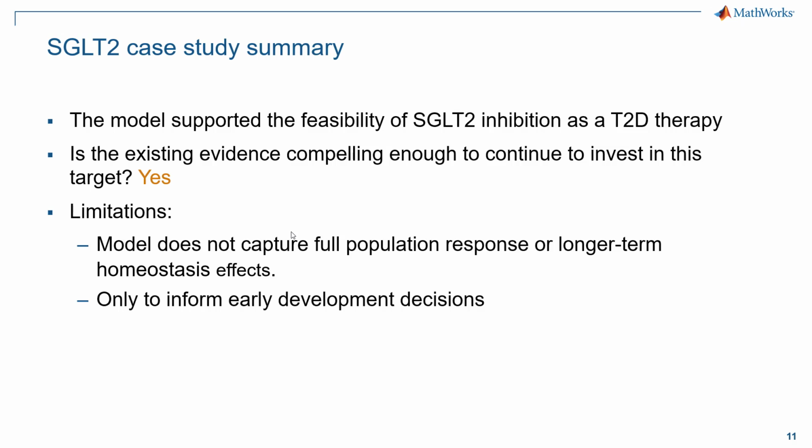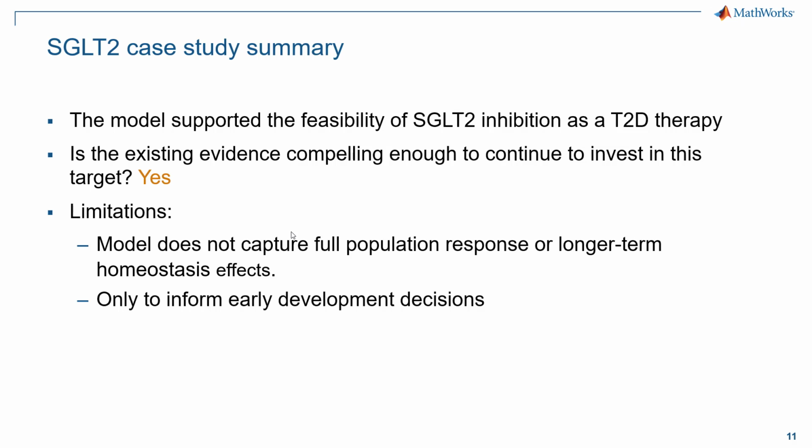So the model here supported the feasibility of SGLT2 inhibition. It was not a knockout therapy, like it clearly seemed to work only for higher values of GFR. So that's something you may need to take into account for your patient population. And we could design the compound in such a way that we have the most effect of the compound. Now, the limitation here was that the model does not capture full population response or the longer-term homeostasis, and as a result, it was really only to inform those early development decisions.